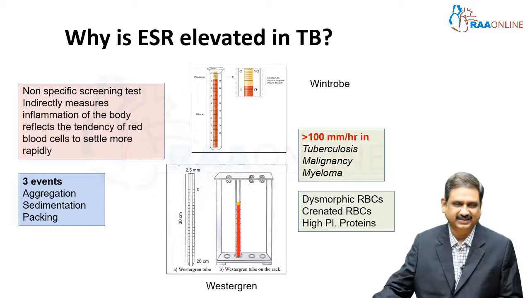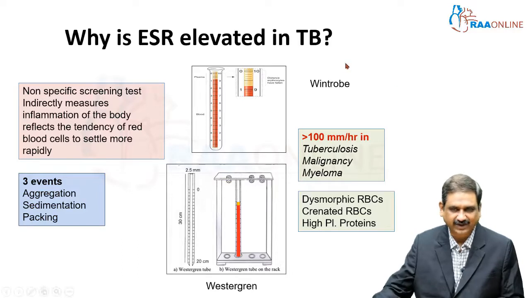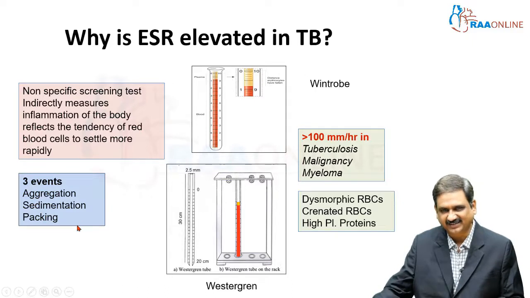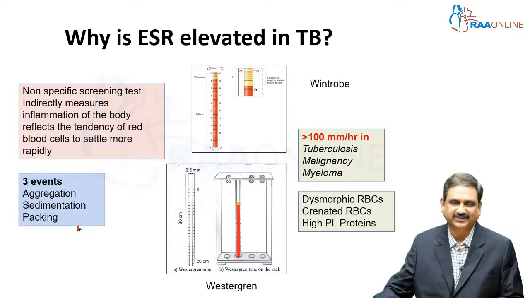As we all know, we have Wintrob's method and Westergren's method. I am not going into the details of what these are. The widely popular one is the Westergren method, where we have a larger tube, about 30 centimeters. The 3 events that mainly happen in ESR are the degree of aggregation, the degree of sedimentation, and the extent of packing of those RBCs. That decides how many millimeters of RBCs get sedimented.